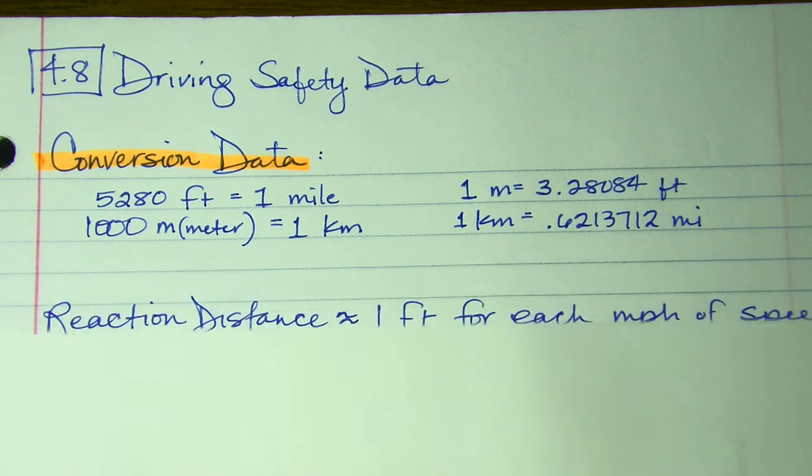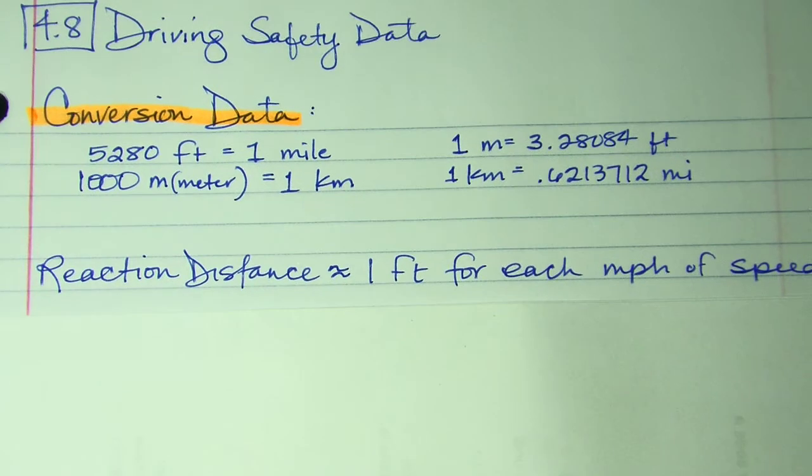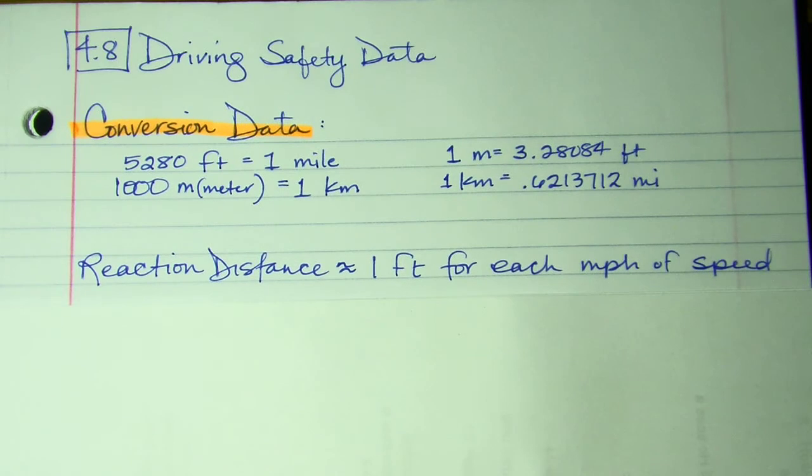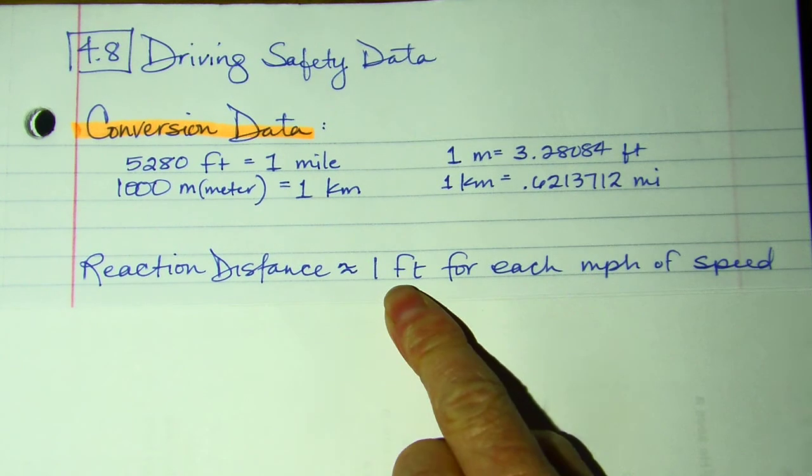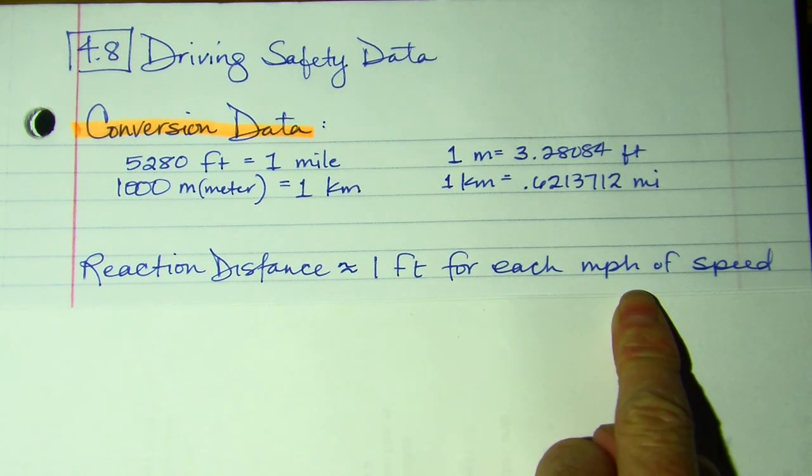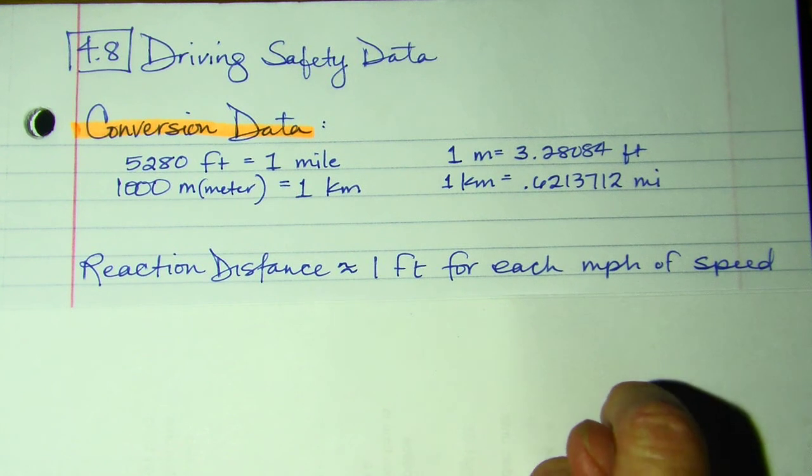Now let's go over some formulas or some data that you're going to need to do this section. So this section covers our reaction time in the case of an accident. So there's reaction distance, there's braking distance, and then the total stopping distance. Reaction is basically how long it takes for us to react, and typically it is 1 foot for each mile per hour of speed. So if you're driving 60 miles per hour, you would need 60 feet for a reaction distance.